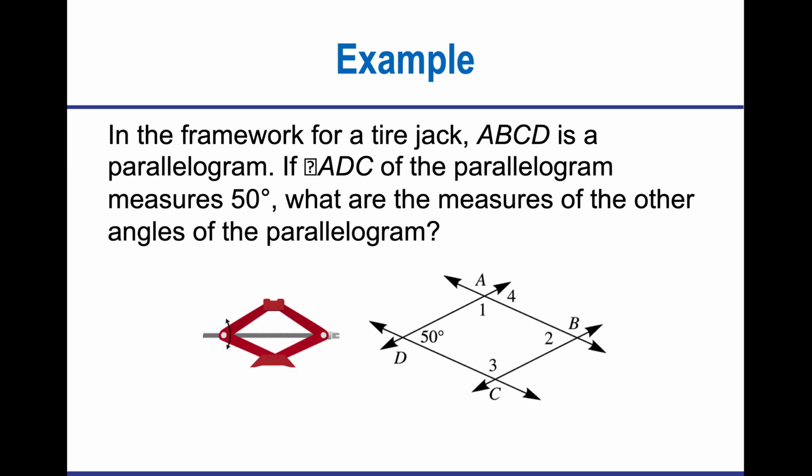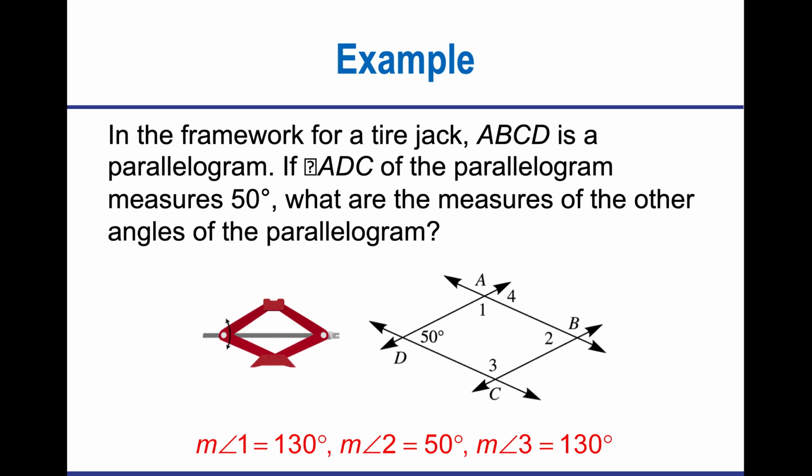Let's look at an example here. In this framework, I have a tire jack, and the tire jack forms this diamond that has parallel lines involved in it. It measures 50 degrees. What are the measures of the other angles of the parallelogram? Well, if AB and DC are parallel, then I know that 50 is equal to 50 on the other side by angle 4, okay? If that is 50, the angle next to it has to add to be 180. It's supplementary. So I would have 130 plus 50 equals 180.